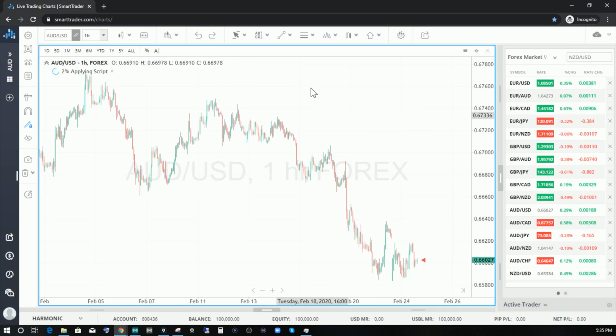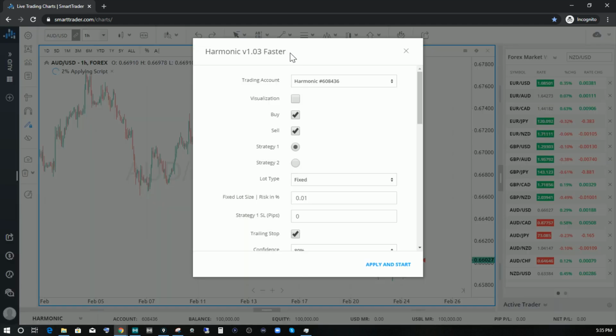All right, so this is the idea. Once I've defined my directional bias, I'm going to open up the script and select the trading account that I want to trade. I'm going to use the visual so I can see on the chart exactly the patterns that are forming. I'm going to make a decision on whether I'm going to buy only or sell only. In this case, we're buying only. I made a decision to trade strategy 2.